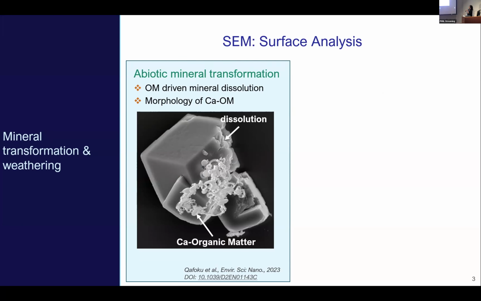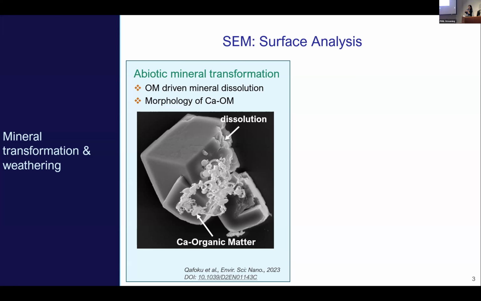Okay, so I am going to describe some of these examples. As I said, with SEM for surface analysis, we can get a lot of information using a single technique in a microscale region. For example, here we're looking at the transformation of a mineral. This is work that's done in the lab. This mineral is calcite. You can tell that it's calcite by the cubic morphology. When this mineral is exposed to organic matter, you can see dissolution of the calcite and also formation of calcium organic matter association.